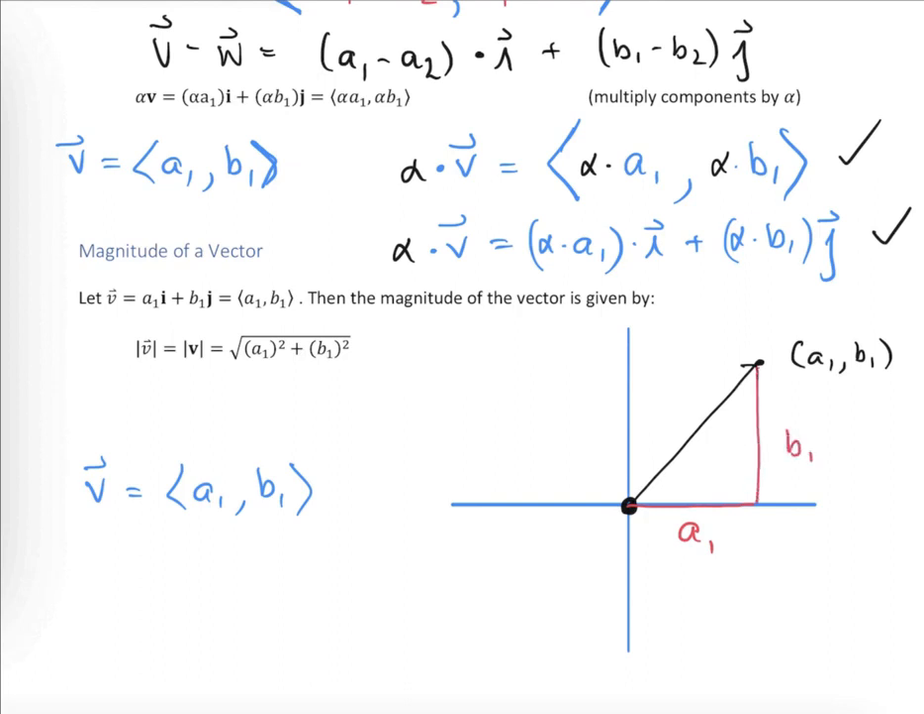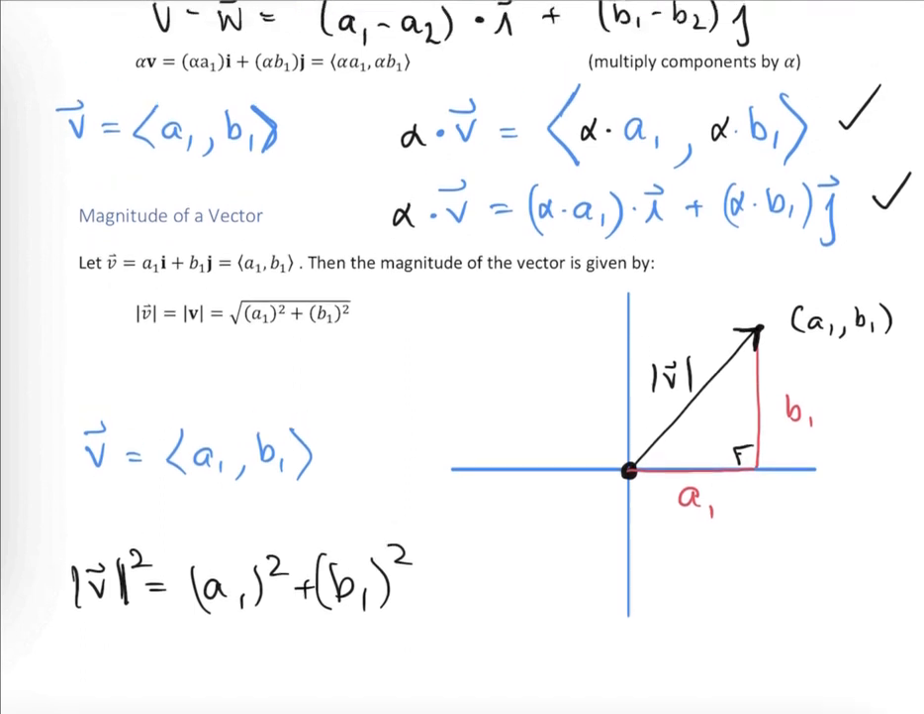And now we can see that the magnitude of this vector is the same as the length of the terminal side. Well, that follows our Pythagorean theorem such that the magnitude of the vector, or the length of the hypotenuse side, squared is going to be given by a1 squared plus b1 squared. And so if I wanted to determine just the magnitude of the vector, we would simply take the square root of both sides and get these components squared and added together.